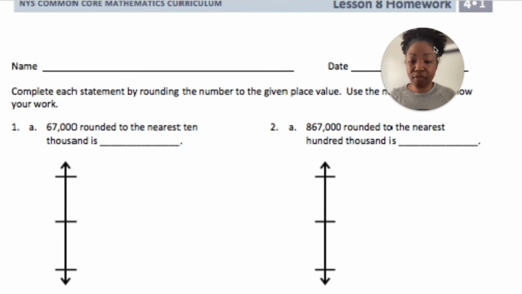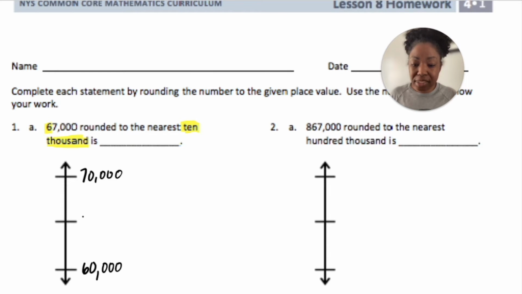So we can see for this first one that we're rounding to the nearest 10,000. And in this number 67,000, there are 6 10,000s. So I'm starting at the 10,000s place and then unbundling if I need to. But this number doesn't have anything greater than 10,000, so it's just 6 10,000s. So that's the bottom number, 6 10,000s or 60,000. Top number would be 70,000.